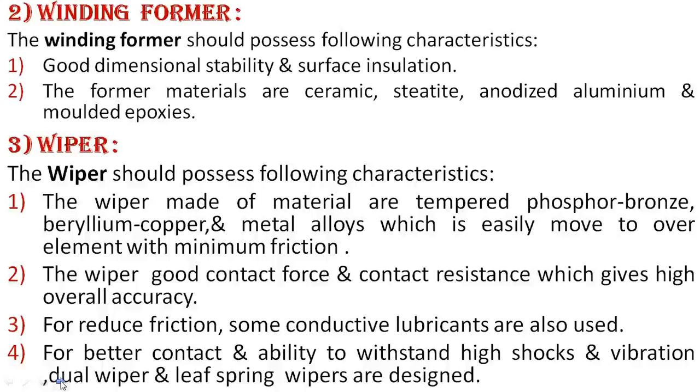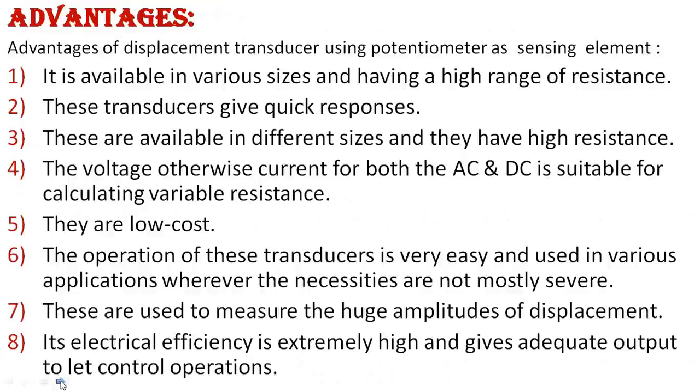Then you will get the desired output voltage of the potentiometer. So these are the characteristics that should be possessed by the winding wire, winding former, and wiper or sliding contact. Then you will get the desired output or result of the potentiometer.